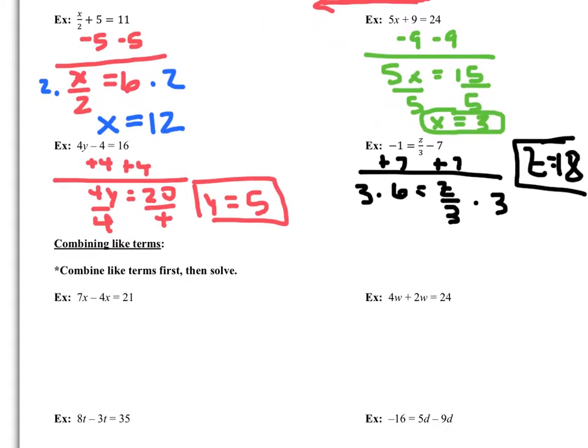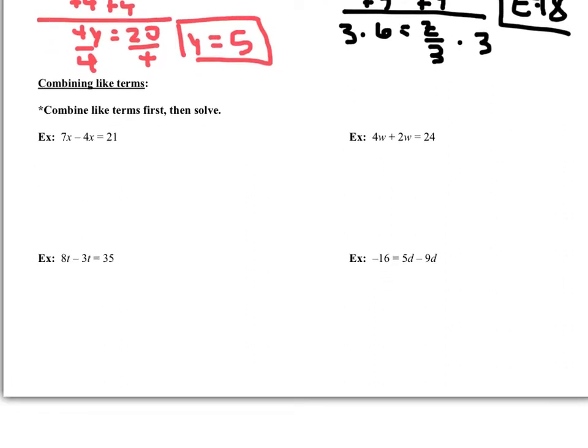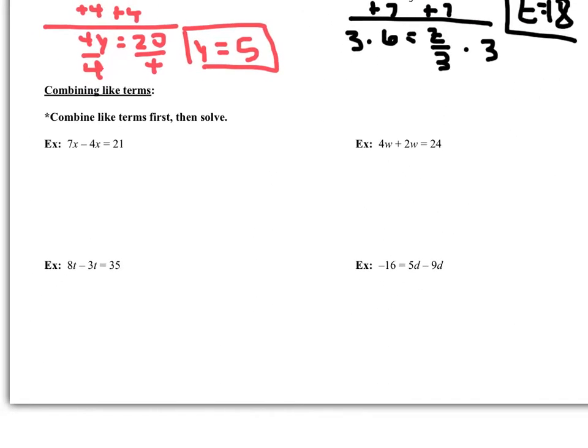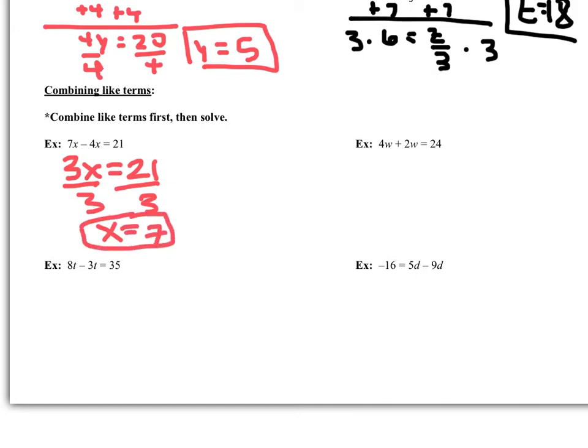So if we scroll down a little bit more, the first thing that we're going to do here is actually combine like terms. So if you look at your 7x minus 4x, you can actually combine those because they are like terms. So 7x minus 4x would be 3x. Then you just bring down your equals 21. And now you just solve like normal. Divide both sides by 3. X would equal 7.